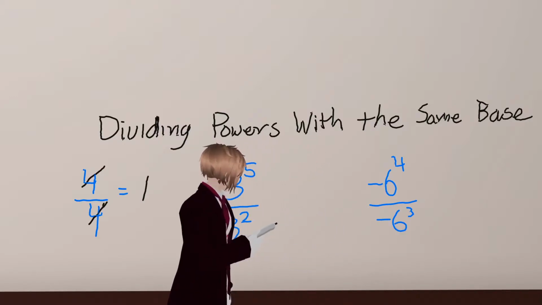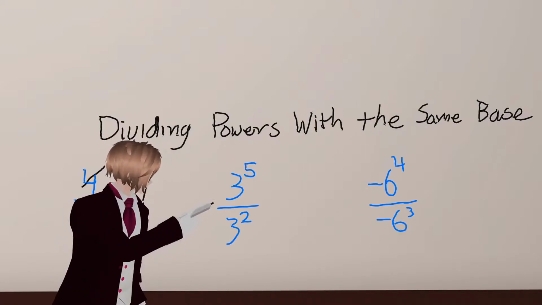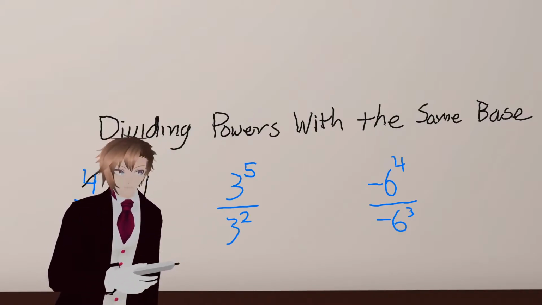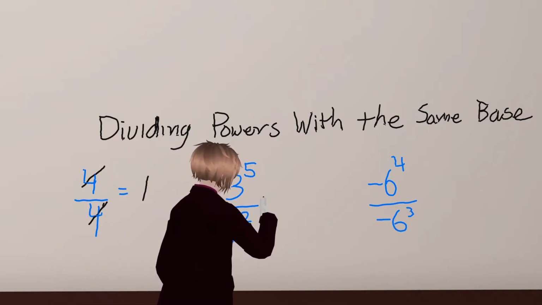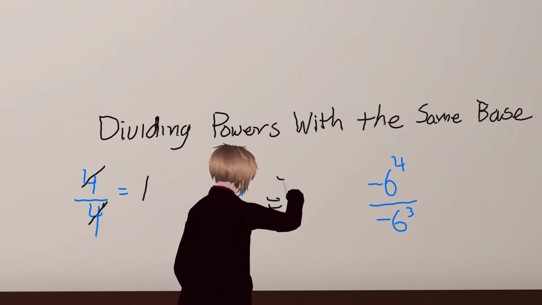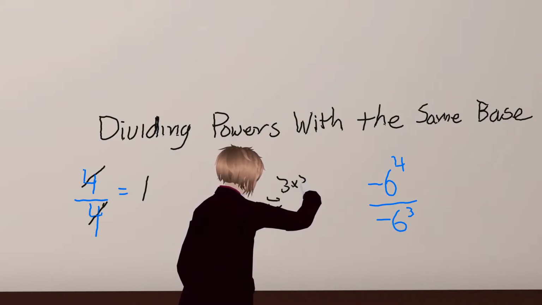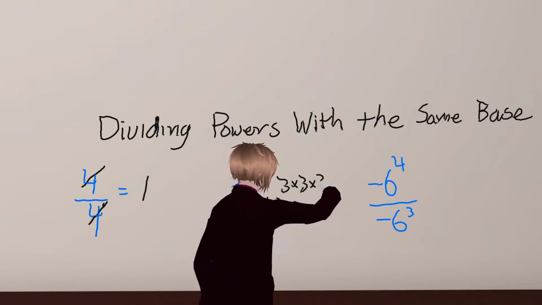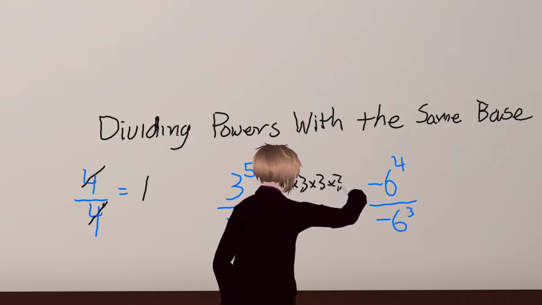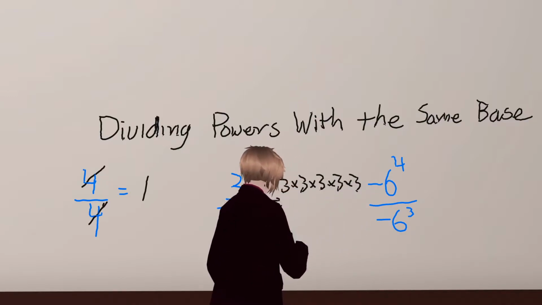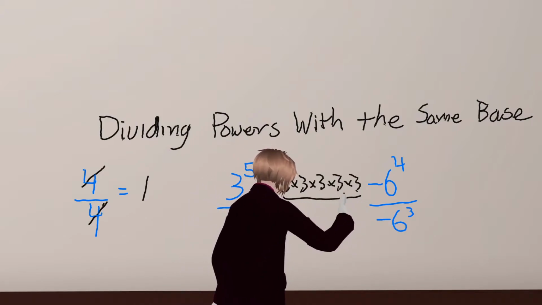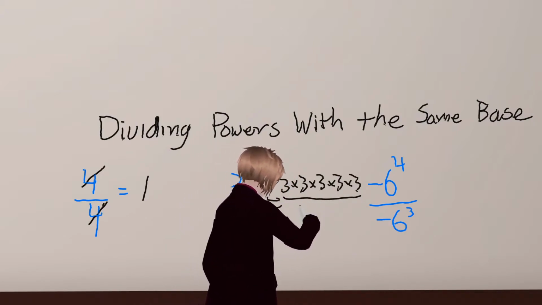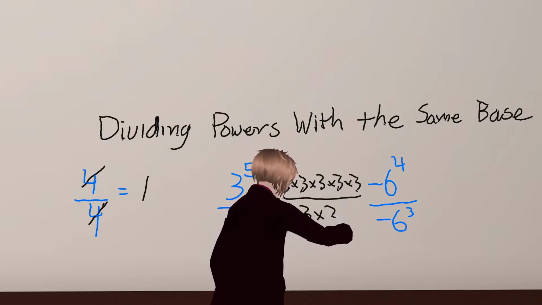So here I have 3 to the power of 5 divided by 3 to the power of 2. So let's write that out. 3 times 3 times 3 times 3 times 3. So we've got 5 3's, and we're going to divide it by 3 times 3.